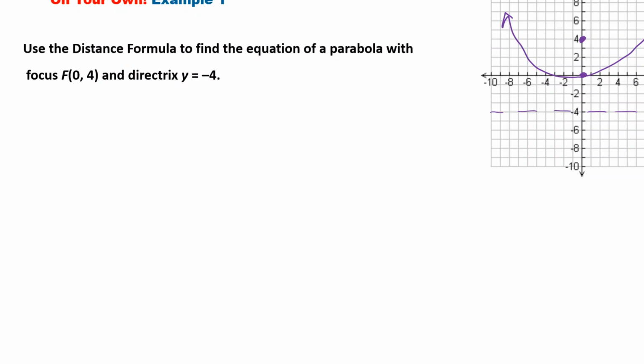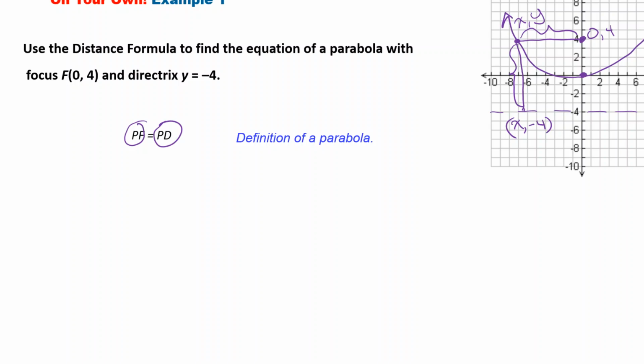All right, and once again, let's remember our definition of a parabola. The distance from the focus to any point is going to be the exact same as the distance from that point to the directrix. So this is my F, which is (0, 4). My P, I know nothing about, so that's going to be my (x, y). And my D is going to be (x, negative 4). So I have all of the points that I need.